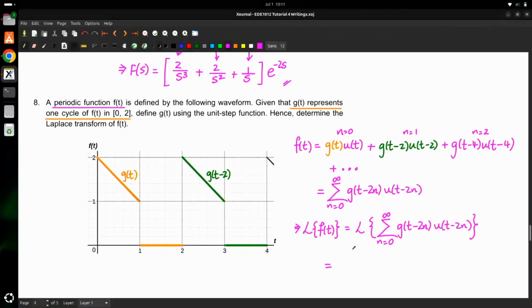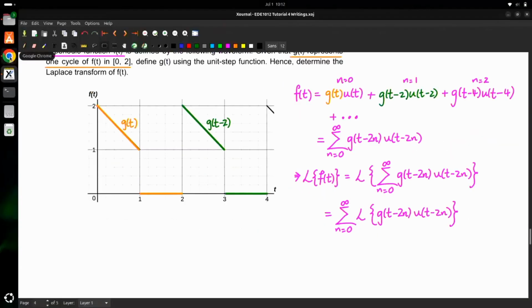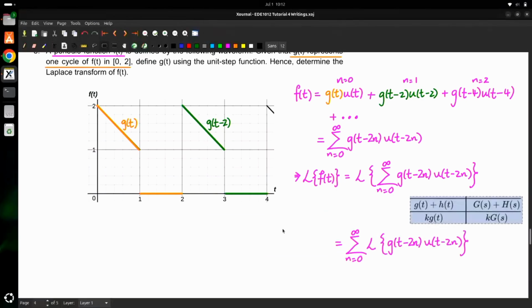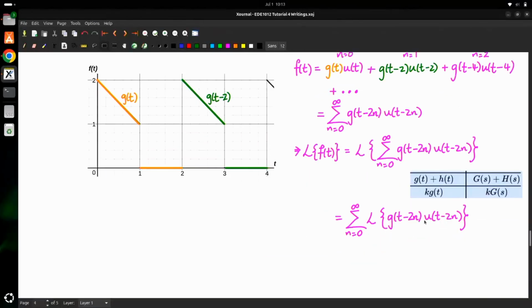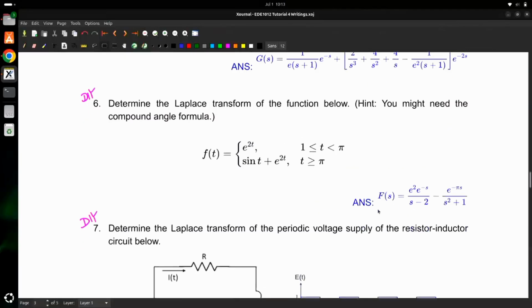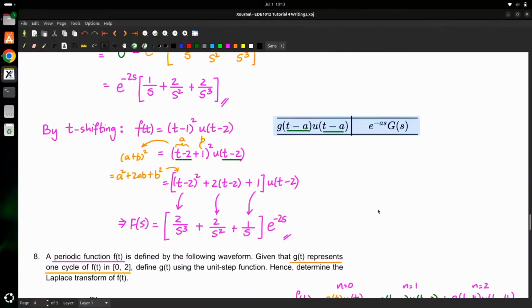So you just take the sum outside the Laplace transform, then apply the Laplace transform to the inside. Linearity property. Okay, wait, I must copy and paste this one. See? Can I just make use of the linearity property? But what is this? This is g(t minus 2n) u(t minus 2n), in proper form already. So isn't that what we have been using for so many problems?